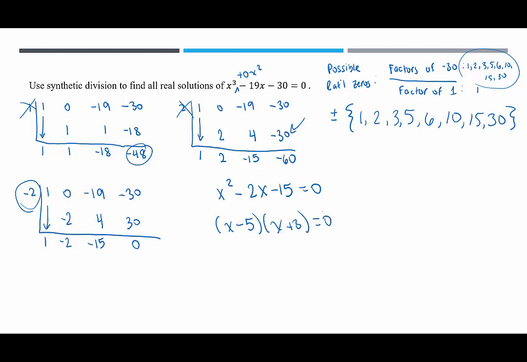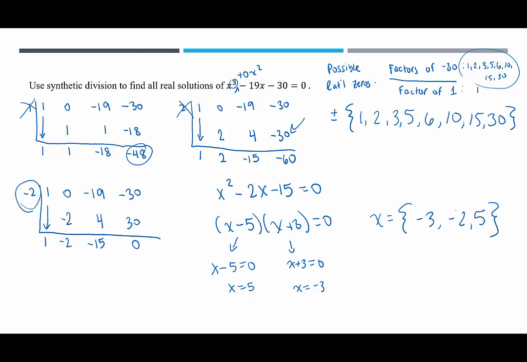Set each factor equal to 0. So we have x minus 5 equal to 0, which means x is equal to 5. Set x plus 3 equal to 0, and that means x is negative 3. So how many zeros? There were 3 zeros, and they were all real numbers. 3 was the maximum we were allowed to have because that was the degree of this polynomial. So let's write them all down again. We have x is equal to negative 3, negative 2, and positive 5.